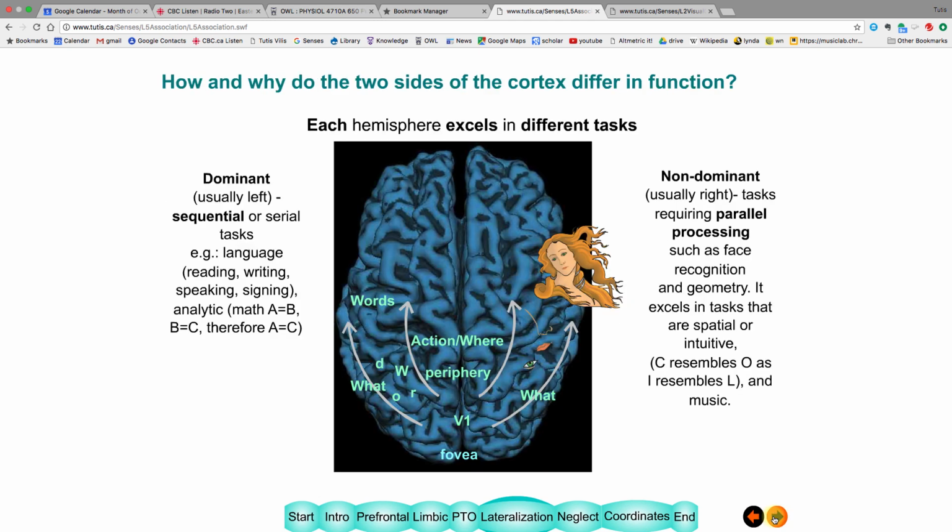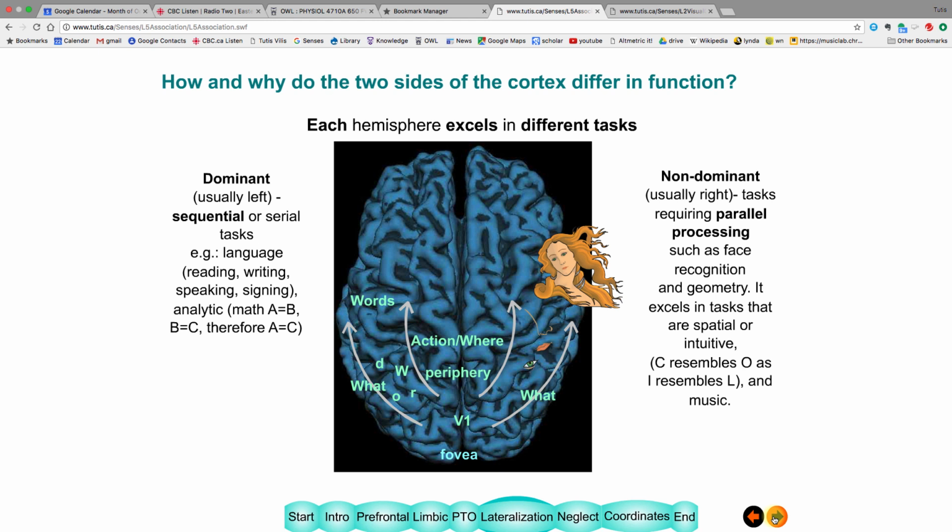So, in terms of dominant and non-dominant, the left side is usually called dominant because that's where the language lies in most people. And when neurosurgeons started poking into the brain, they discovered that this side was involved in language, and therefore they tried to stay away from it, because if you lose language, it's obvious. But if you lose some part of the right cortex, it's less obvious.